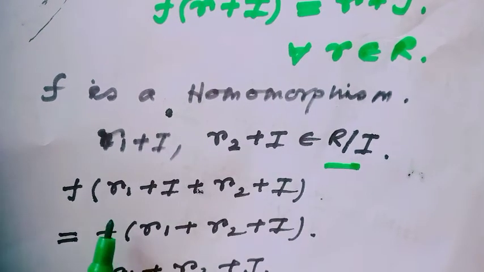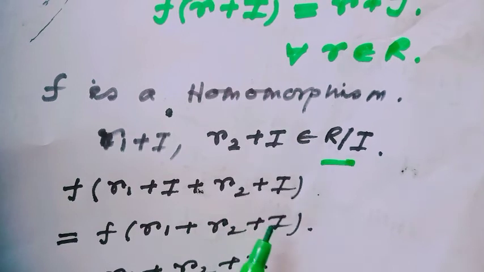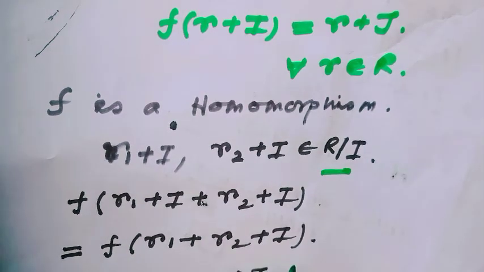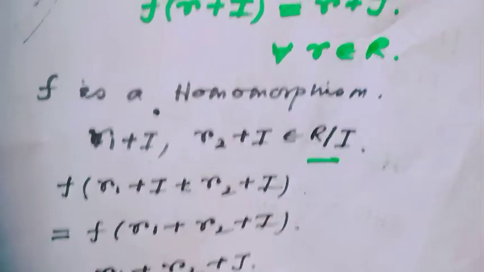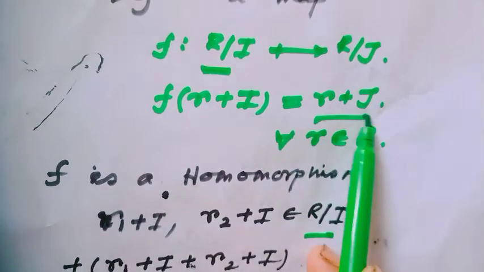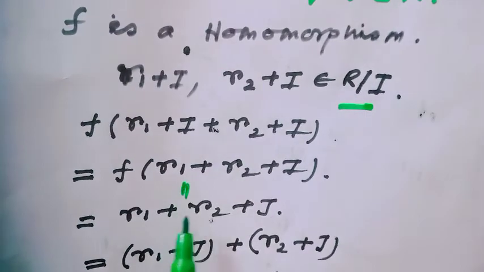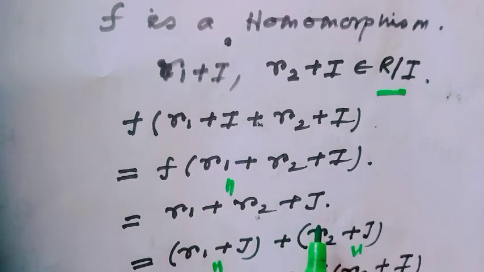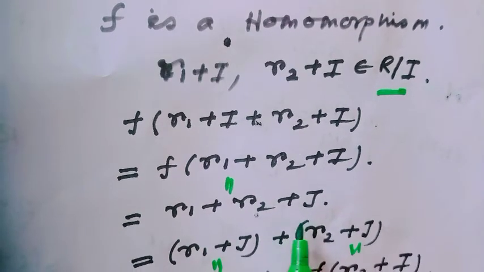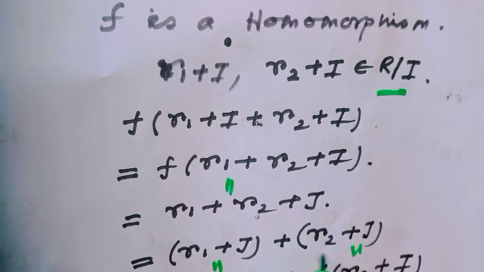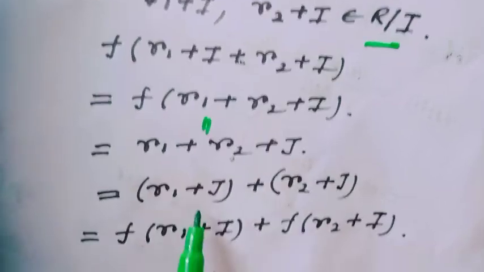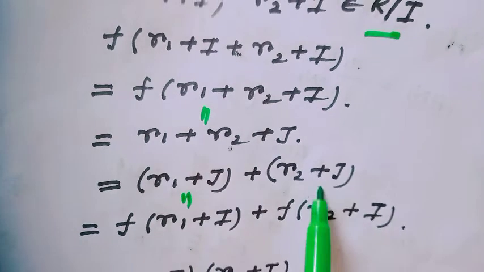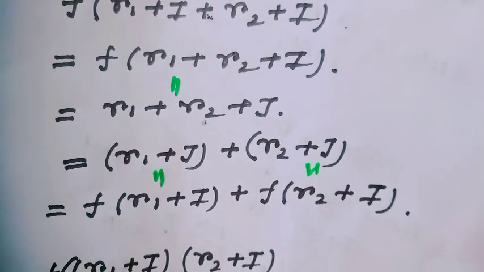Then f of (r1 + I) + (r2 + I), which is equal to f of (r1 + r2 + I), and by the defined function this value is equal to r1 + r2 + J, and by the property of quotient ring we can write it as (r1 + J) + (r2 + J), and r1 + J equals f of r1 + I and r2 + J equals f of r2 + I.